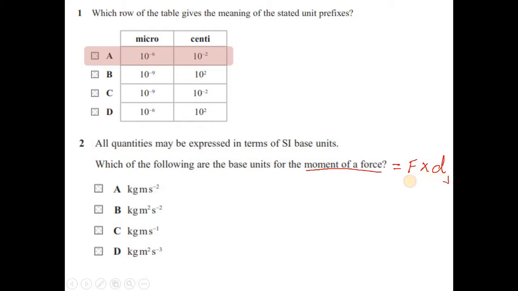So the SI unit of moment of force is newton meter. If you need to find the SI base units, you just replace the newton with base units. Newton is kg meter s to the power minus 2, and this meter is there, so meter squared. So kg meter squared s to the power minus 2. So your option is B.